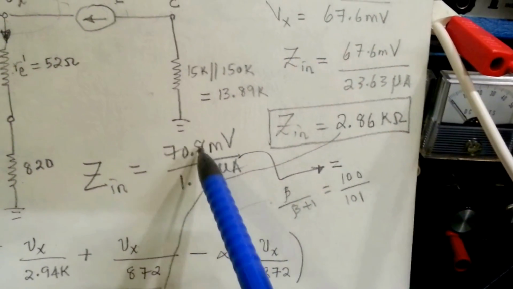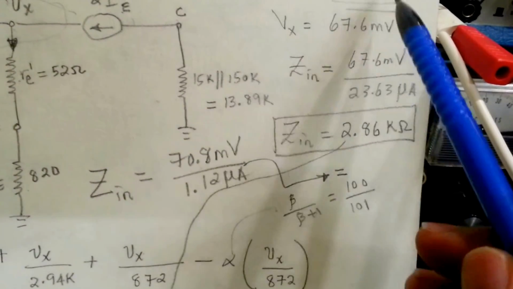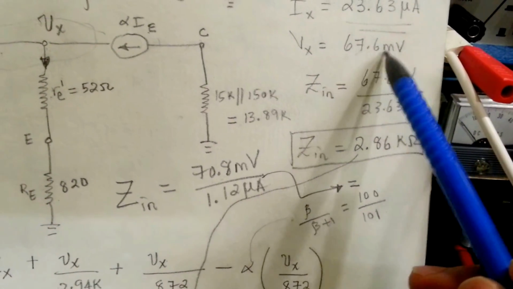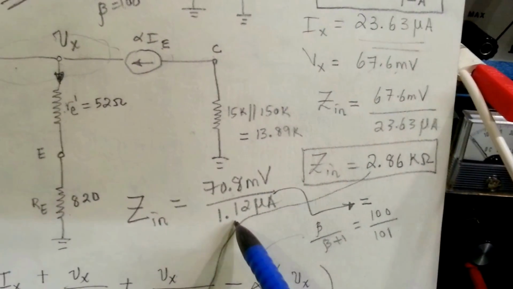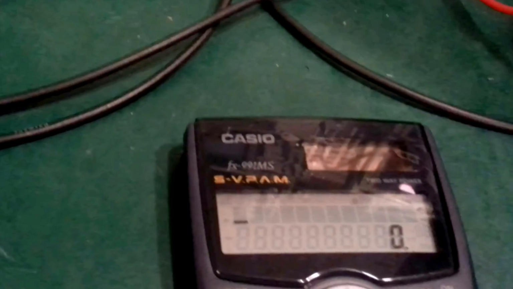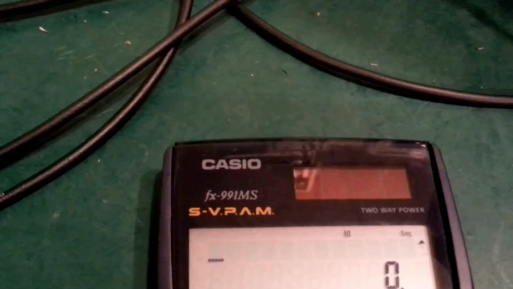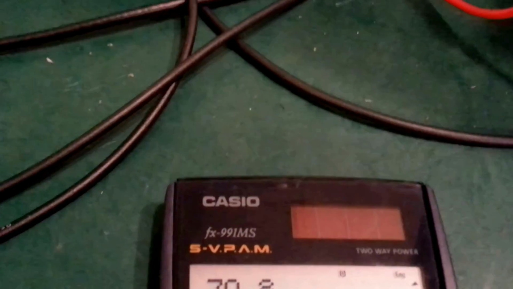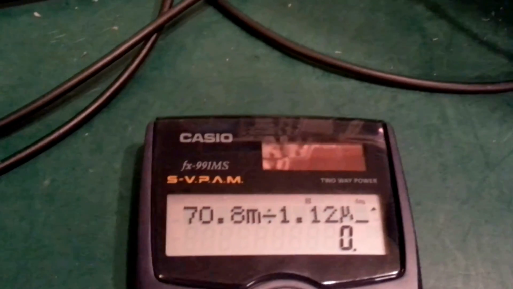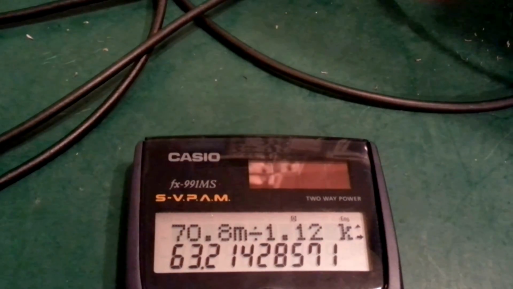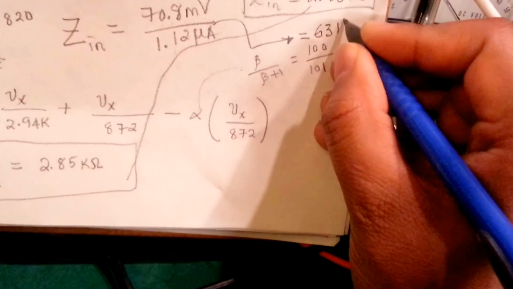Our input voltage now, you can see that it's not getting loaded. Before we were reading 67.6 millivolts, now we're reading 70.8. It's not getting loaded, and our current decreased. So let's do this calculation quickly. It's going to be 70.8 millivolts. So that's shot here: 63K. So our improved bootstrap circuit has a new input impedance of 63K.